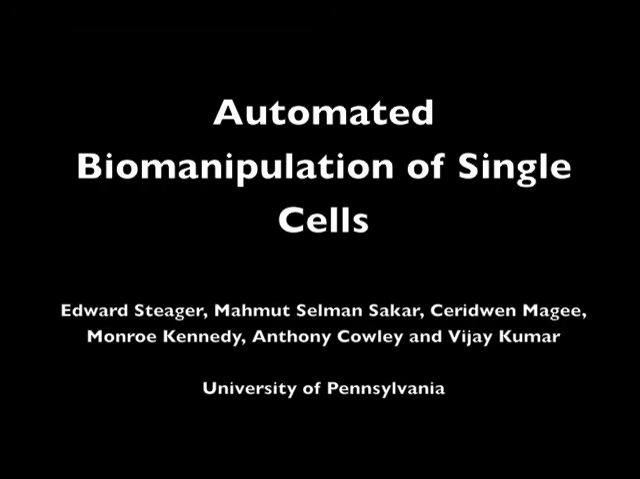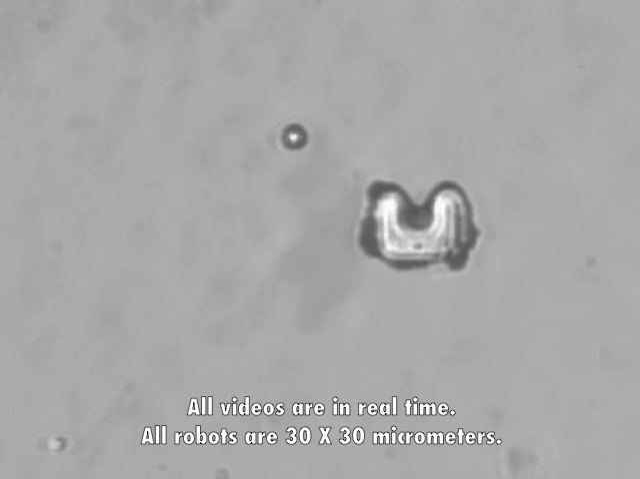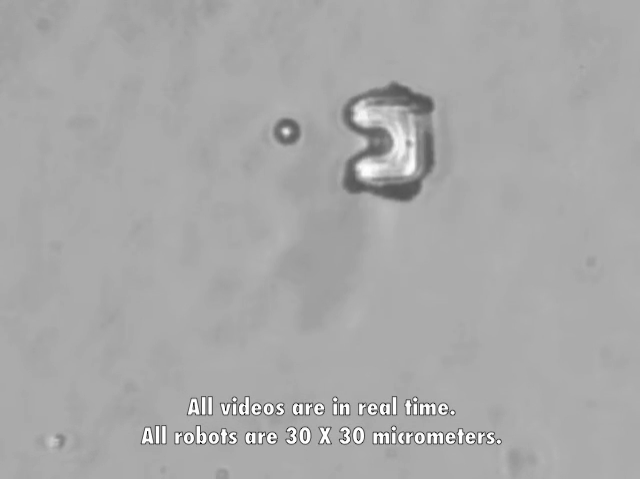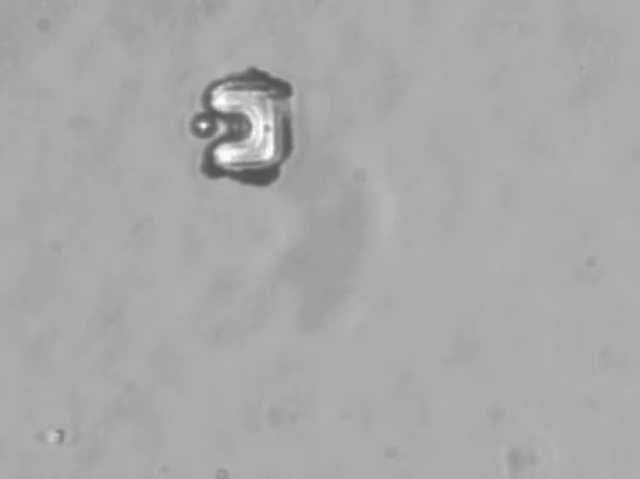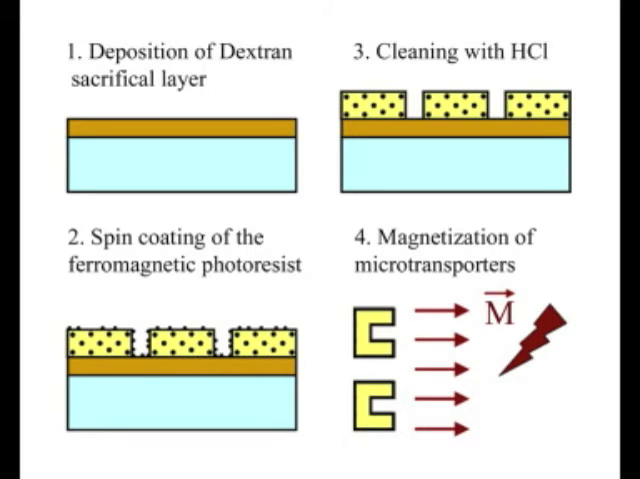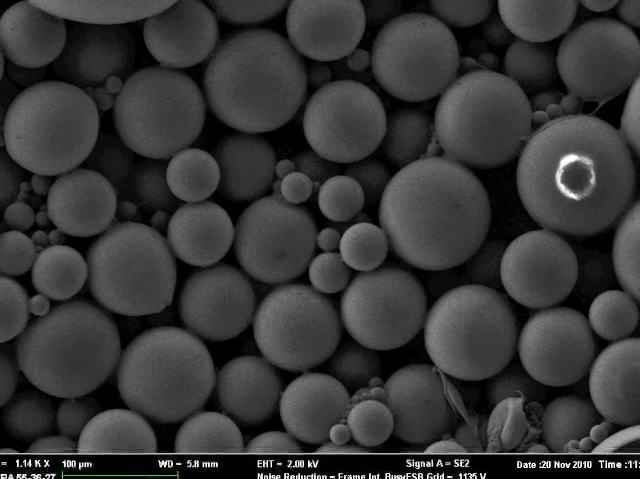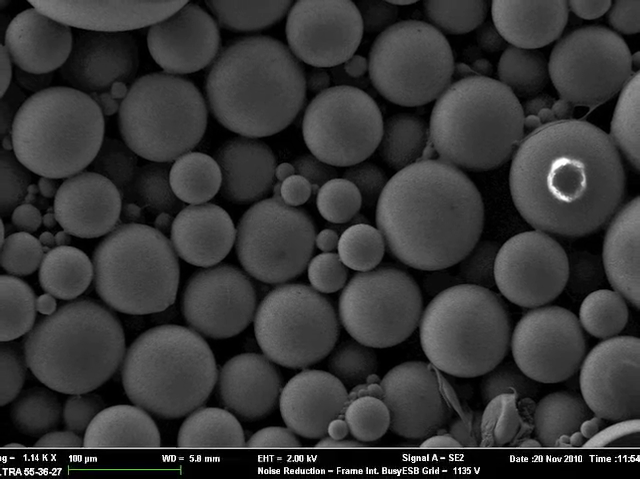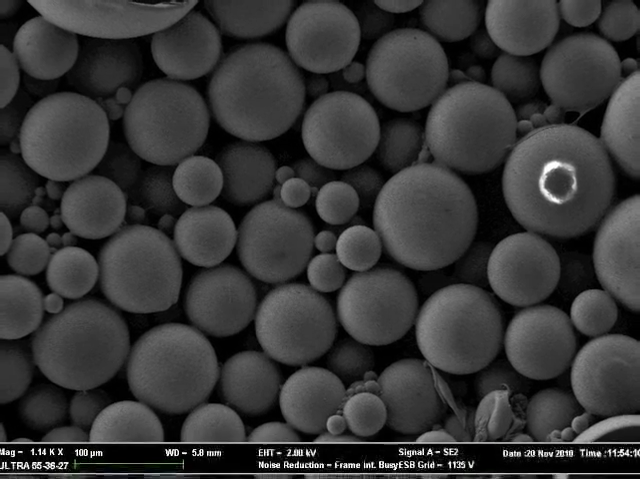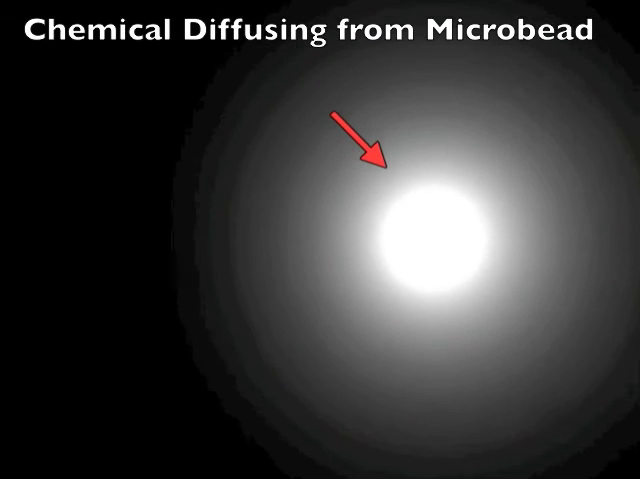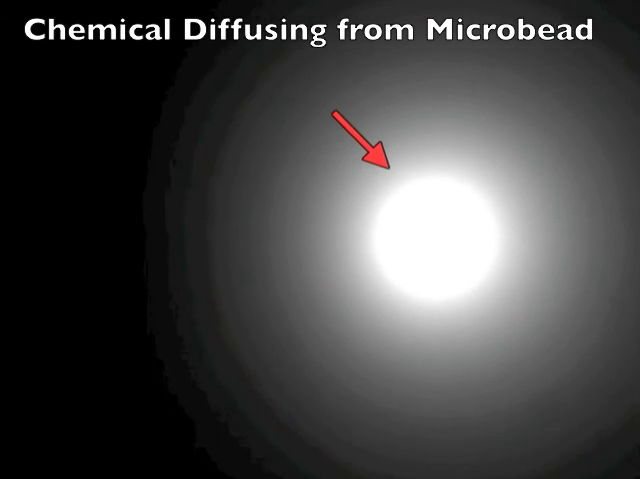In this work, we demonstrate a platform for automated manipulation of single cells as well as drug-infused polymeric microbeads. Magnetic microrobots are fabricated using standard photolithography and are composed of SU8 negative photoresist combined with magnetite nanoparticles. Microbeads are composed of polylactic coglycolic acid, a biocompatible polymer that degrades with time, allowing chemicals to diffuse into the surrounding media.